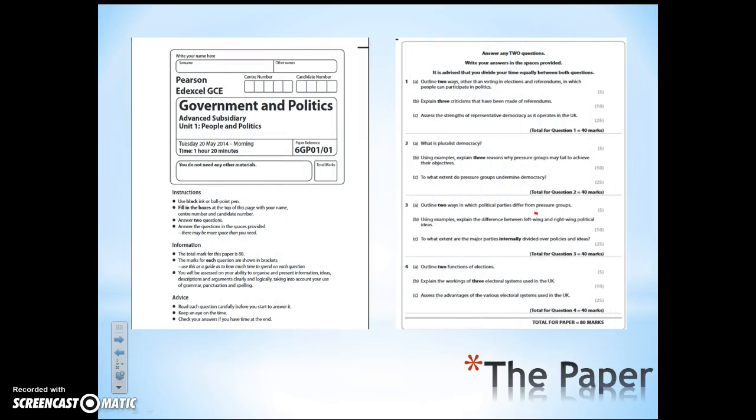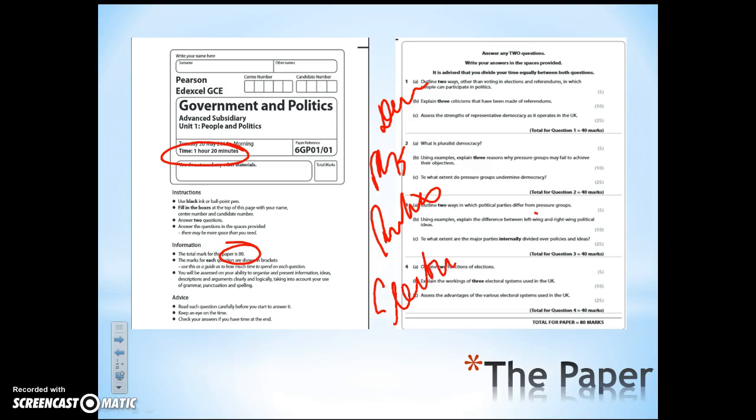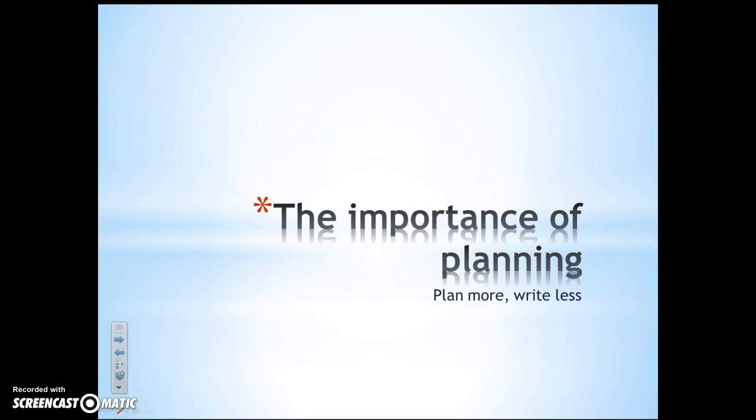Now, this is what the paper looks like, and in case you didn't believe me, here you can see 80 minutes and 80 marks. Now, you'll remember that we saw those four areas earlier. Well, here they are. This is democracy. This is pressure groups. This is parties, and this is elections. So each topic will come up, and it will come up in this structured form: 5, 10, and 15 marks. And each of these questions is asking a slightly different skill.